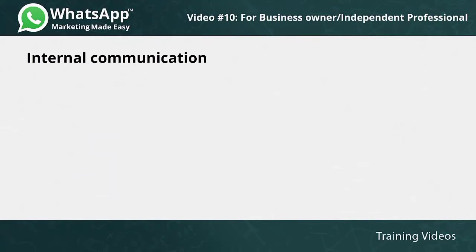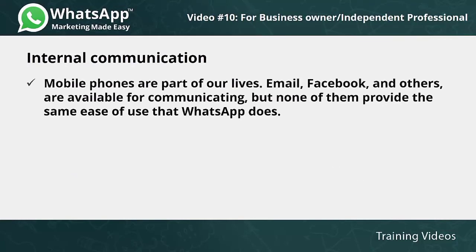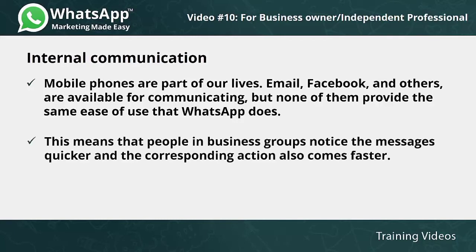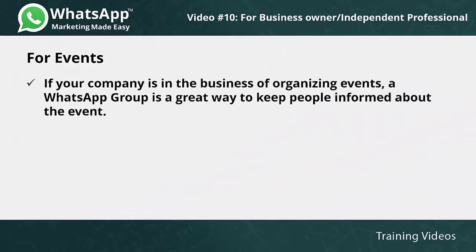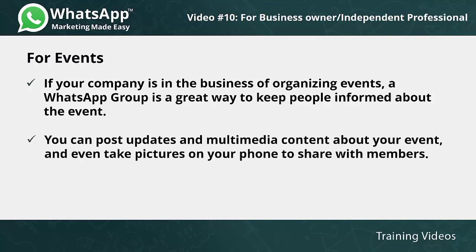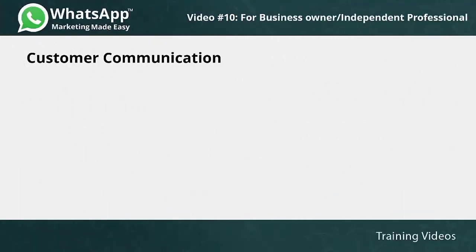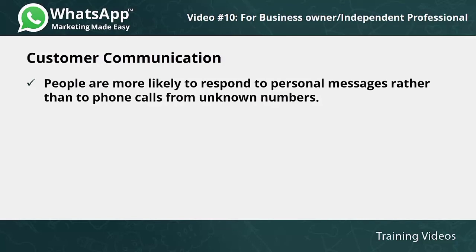Internal communication. Mobile phones are part of our lives. Email, Facebook, and others are available for communicating, but none of them provide the same ease of use that WhatsApp does. This means that people in business groups notice the messages quicker, and the corresponding action also comes faster. For events. If your company is in the business of organizing events, a WhatsApp group is a great way to keep people informed about the event. You can post updates and multimedia content about your event, and even take pictures on your phone to share with members.